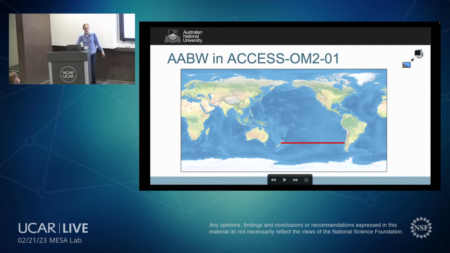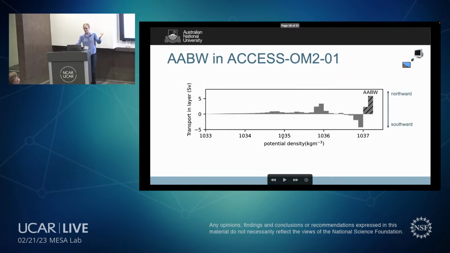And I'm estimating Antarctic bottom water across a transect. So one example here is in the Pacific Ocean, and then I'm looking at meridional velocities in different density classes. At the bottom, we have 2 density classes going northwards, and so I'm calling that my Antarctic bottom water that I would like to be able to measure.